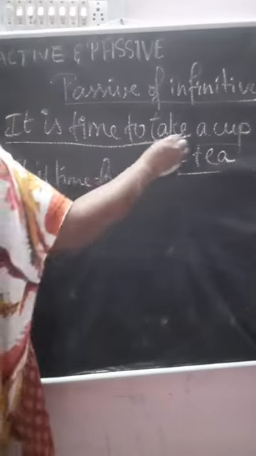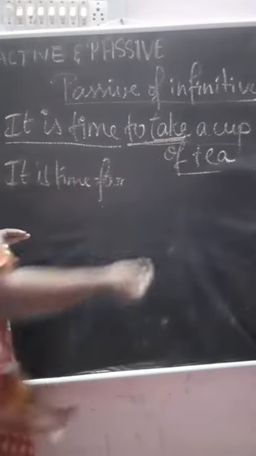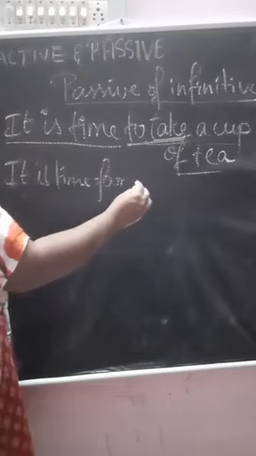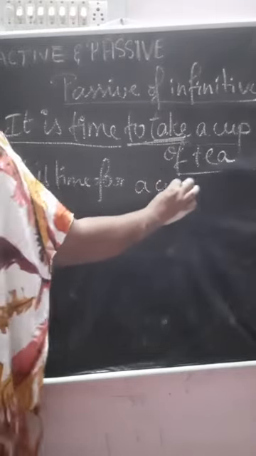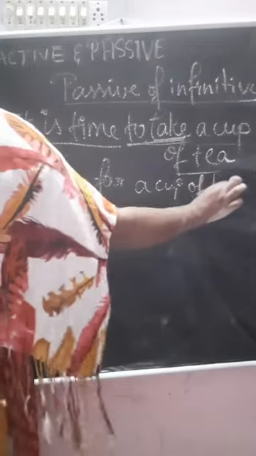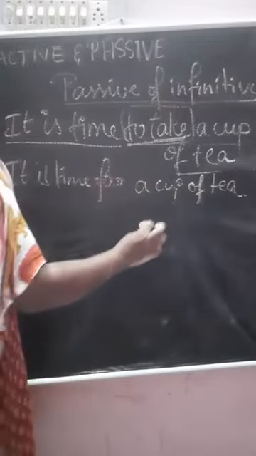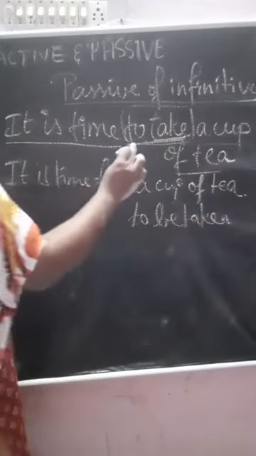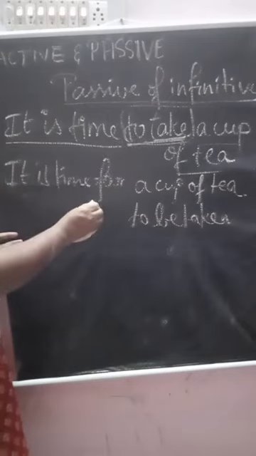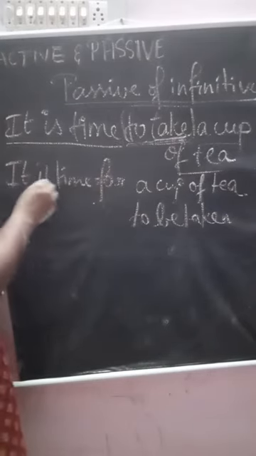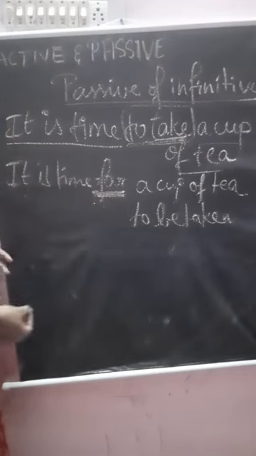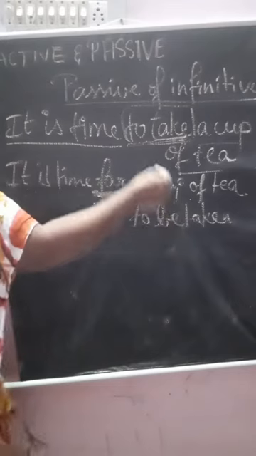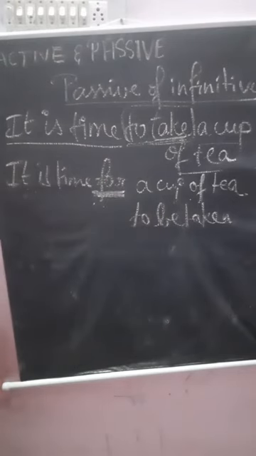To take. Let us see here. To take, okay. A cup of tea. So it is time for, and the object comes here: a cup of tea. To take is changed into to be taken. To be taken. Remember, when you find this infinitive verb, we have to introduce the word for. It is time for a cup of tea to be taken. To take is changed into to be taken.